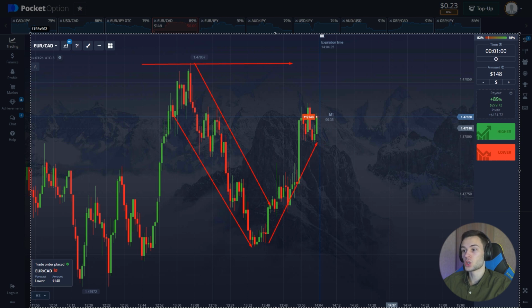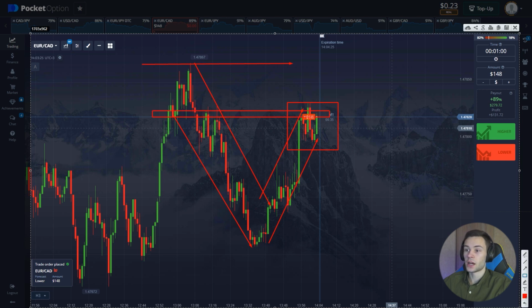The accumulation zone seems to be forming here. So the price is moving inside this short price range, and I'm sure that this reversal is going to happen here, and the price is likely to go lower and continue its downward momentum. That's why we opened our short position.